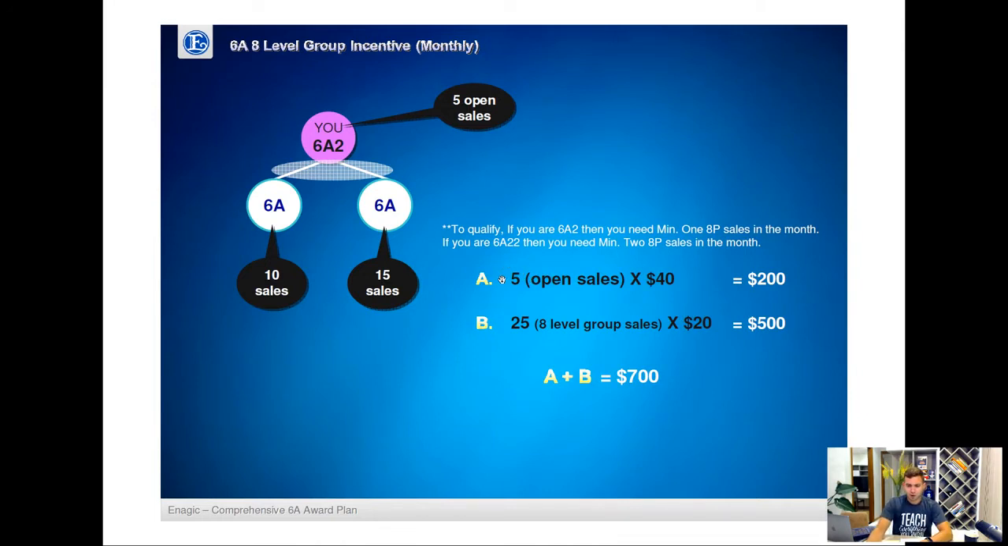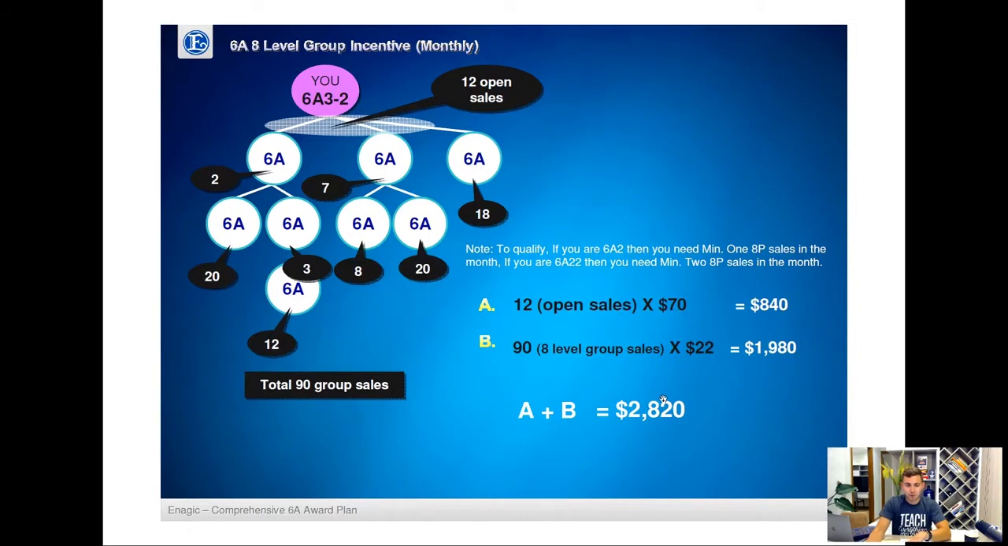So right here, of course, you had more than one 8-point sale within the month, right? You had 5, right? So you're gonna do 5 times $40 is $200. All right, now 25, which is the 10 plus 15, you're gonna have 25 sales total in your 8 levels of 6A, and you're gonna multiply that by $20, which is $500. So add those two up, that's a $700 check you're getting this month just for your team's production.